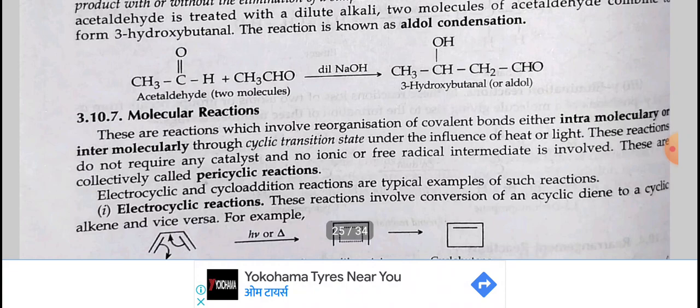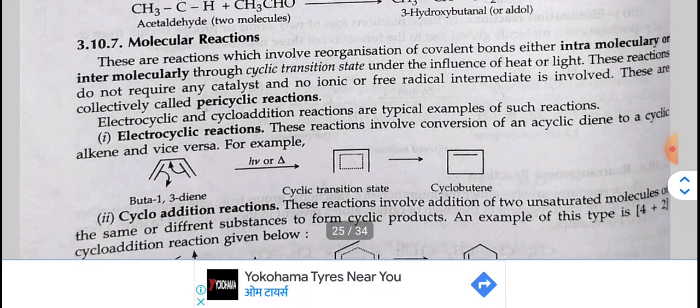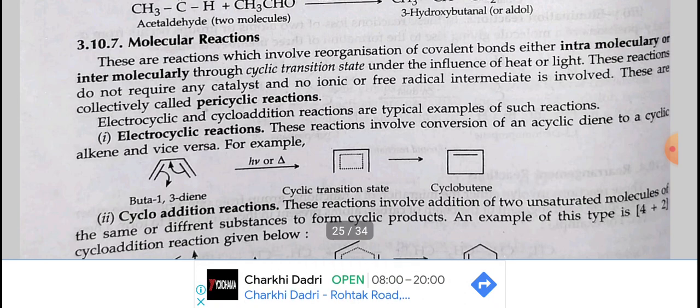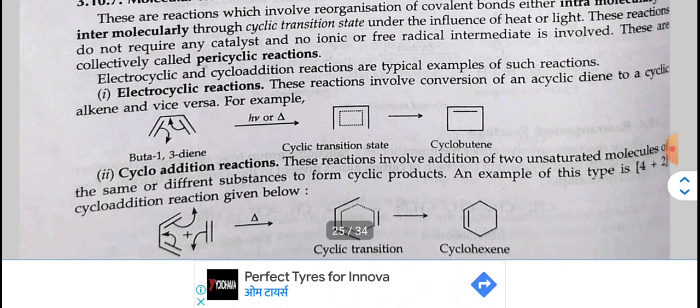Molecular reactions. These are reactions which involve reorganisation of covalent bonds, either intramolecularly or intermolecularly, through a cyclic transition state under the influence of heat or light. The reactions do not require any catalyst, and no ionic or free radical intermediate is involved. These are collectively called pericyclic reactions. Electrocyclic or cycloaddition reactions are typical examples of such reactions.